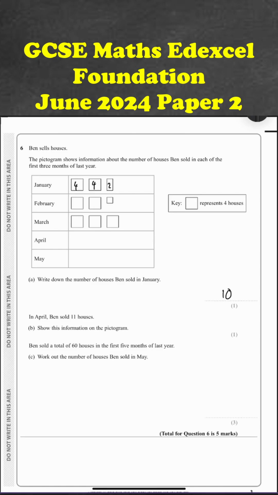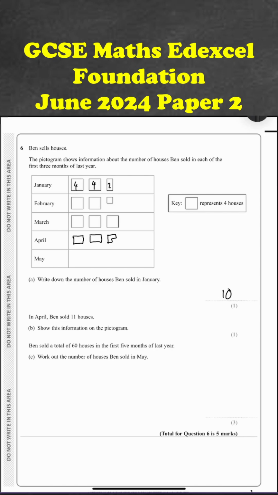In April, Ben sold 11 houses. Show this information on the pictogram. All I need to do here is draw a full square for 4, full square for 8, and now we need to represent 3, and I'm going to do this by doing a bit like that, 3/4 of a square. That gives us 11, 4 plus 4 plus 3.